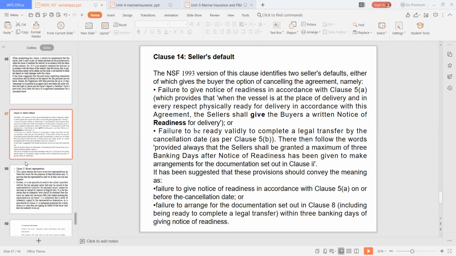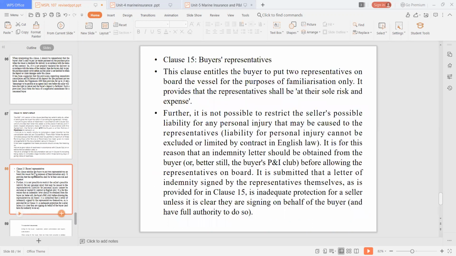Okay. So this is clause 14. So clause 15, buyer's representatives. This clause entitles the buyer to put 2 representatives on board the vessel for the purpose of familiarization only. It provides that the representatives shall be at the sole risk and expense.